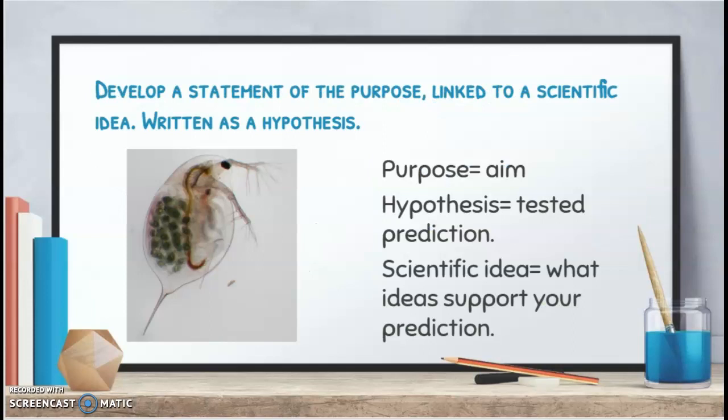A statement of purpose is the aim of the investigation. What are you trying to find out? You'll also need to make a hypothesis, which is a prediction that can be tested. All of this will need to be linked to a scientific idea. So if you're investigating heart rate in Daphnia, for example, you might change the temperature of the water. You'll need to state how an increase in temperature may affect the heart rate and why.